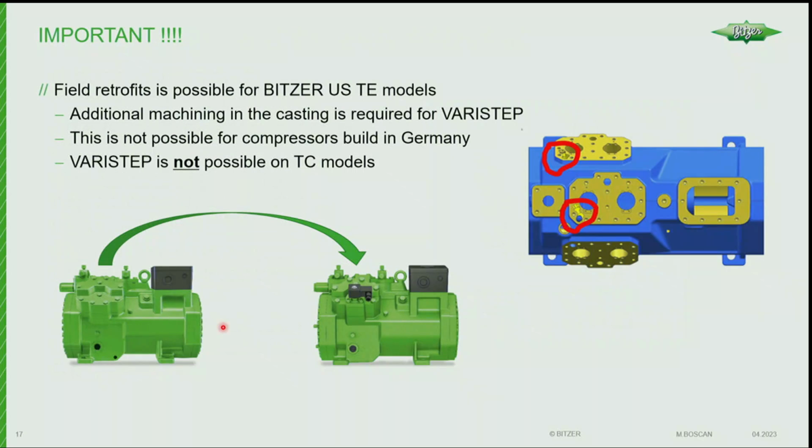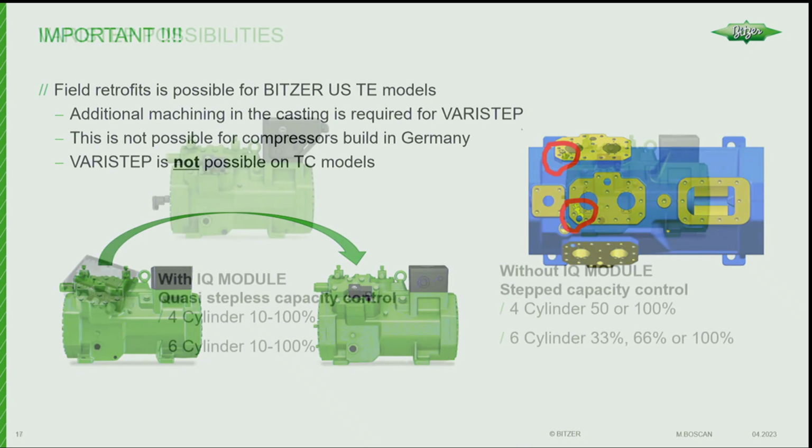VFDs. The reason why you can't retrofit it back to the old TC models is because there's some additional machining right here in the cylinder heads that's required for the mechanical unloading that doesn't exist in the TC. So you can retrofit the compressor. You can take a TC out and put a TE in. And let me go back one.